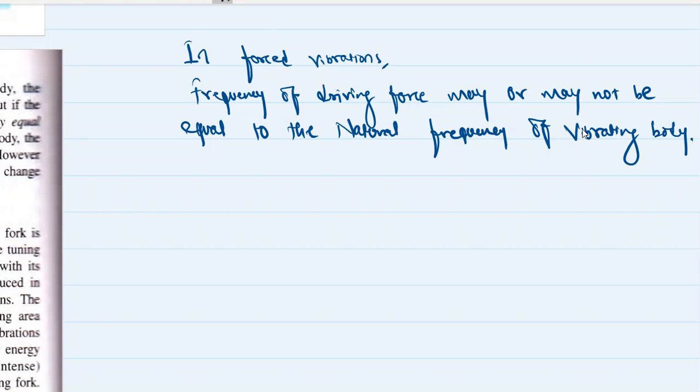In forced vibrations, the frequency of the driving force may or may not be equal to the natural frequency of the vibrating body. In case the frequency of the driving force is not equal to the natural frequency of the vibrating body, then the amplitude of the forced vibrations produced in the body will be small. The amplitude of vibration will be small if the natural frequency of the vibrating body does not match the frequency of the driving force.